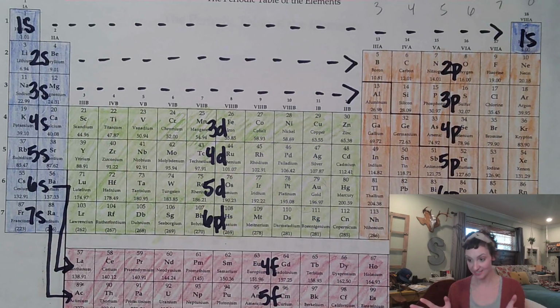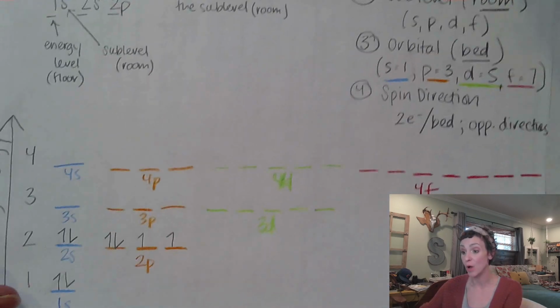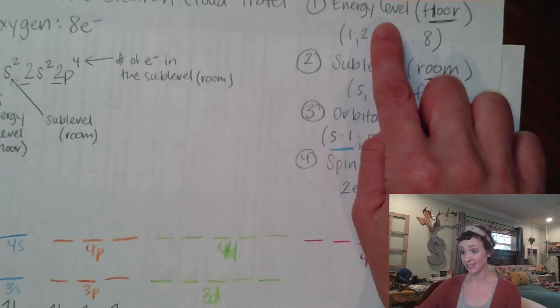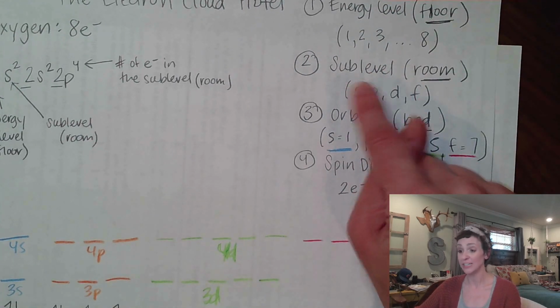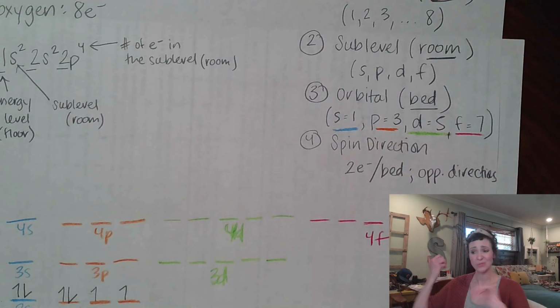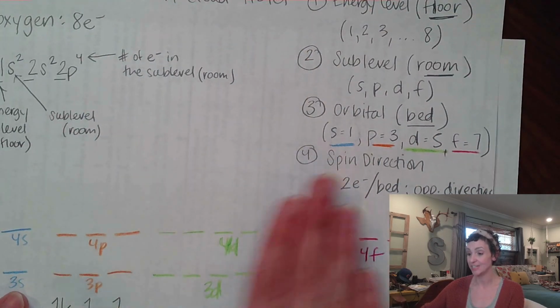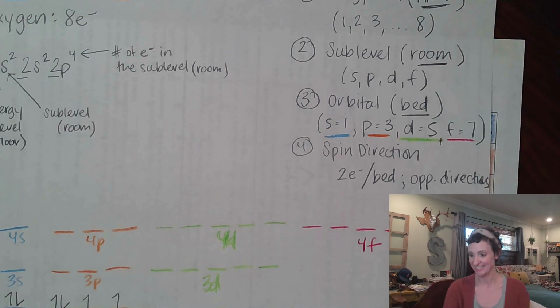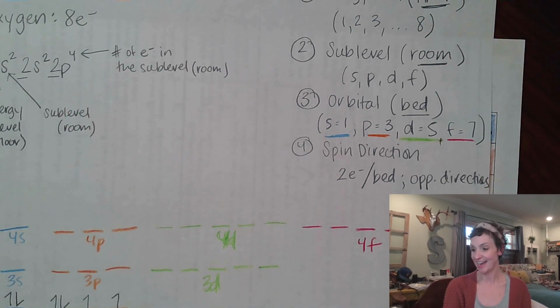So welcome to the Electron Cloud Hotel, you guys. This is the extent of what you will need to know in terms of the quantum numbers, right? Basically, energy level is a floor. A sublevel is a room, an orbital is a bed, and the spin direction is just what direction you're spinning in that bed. We're going to expand on this, but turning each one of these scary sciencey words into the hotel analogy term makes this picture much clearer to see. So that was super fun, and I'm excited to do electron configuration with you guys next time.